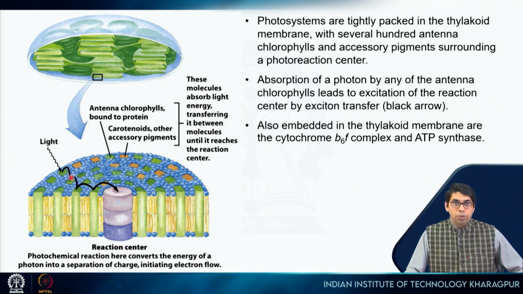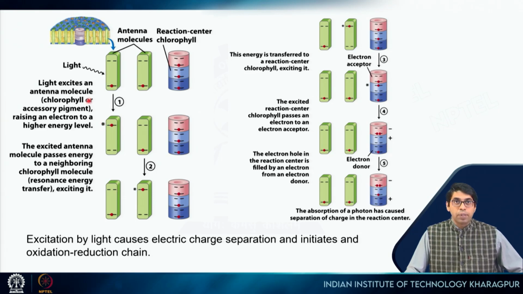So this is just showing you the light harvesting complex. Light is absorbed by any of these antenna chlorophylls and then it is passed on to this reaction center. So let's look at what happens here. Light is absorbed by the antenna molecules. So these are the antenna molecules, okay.